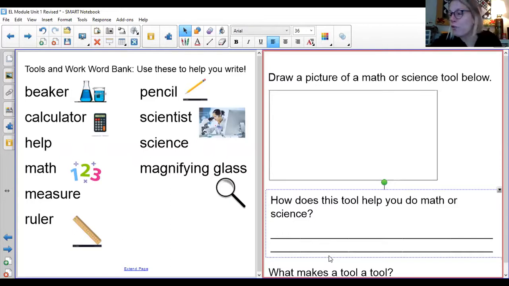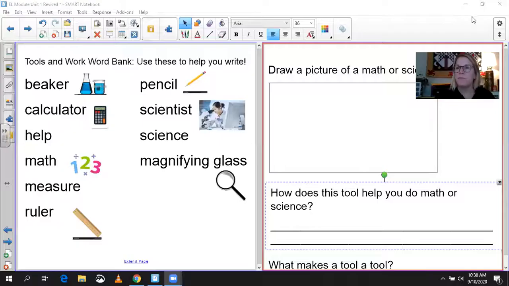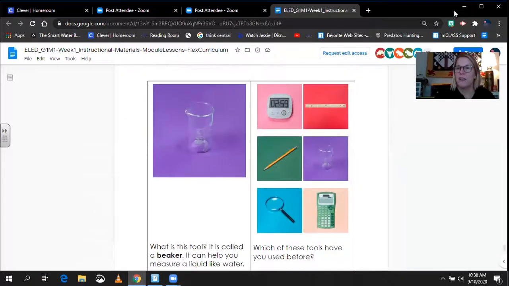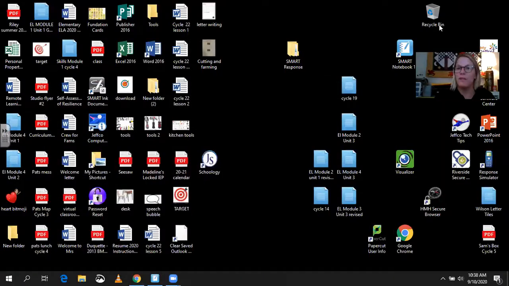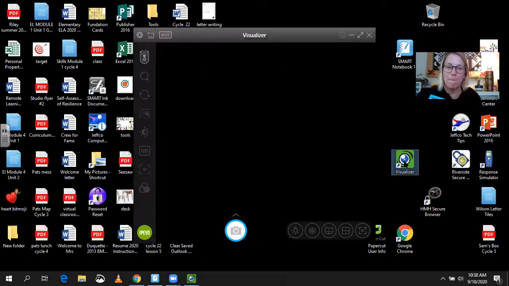Before I set you free to go do your independent work, I do want to read this story to you called Tools by Anne Morris. So I'm going to stop this share, and then we're going to go ahead and get our document camera, which again will take me just a moment as I shrink everything down that we don't need. Thanks again for your patience as we're toggling back and forth.